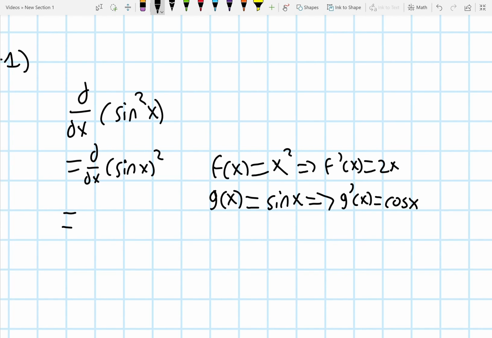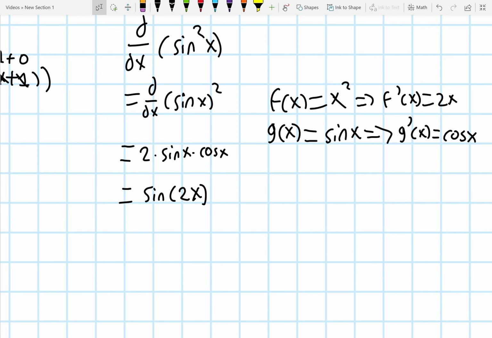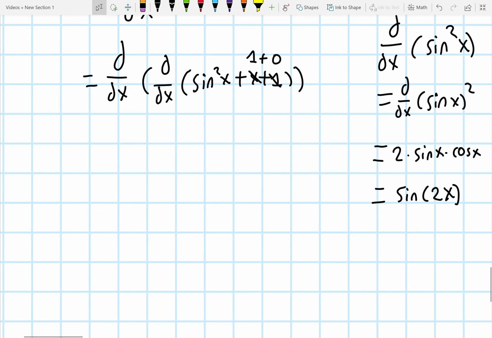So now we can say that this is f prime of g, so 2 times sine of x, multiplied by g prime, cosine of x. Now you may notice here that there's a very important trigonometric identity, the double angle formula. So this is actually the same as the sine of 2x. Okay, so this is actually going to make it a little bit simpler, as you'll see in the next step of our problem.